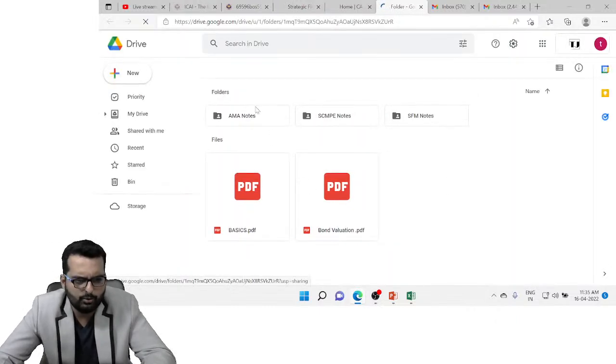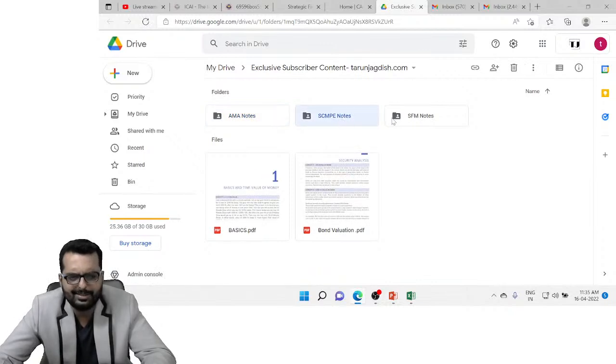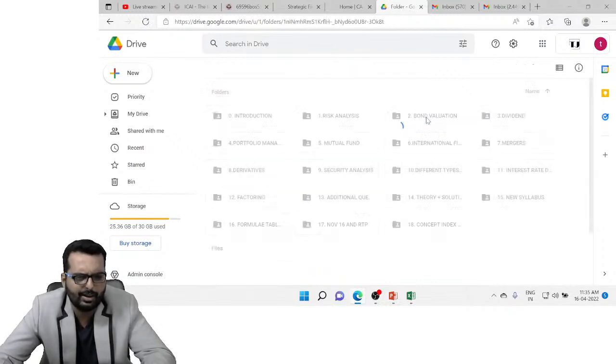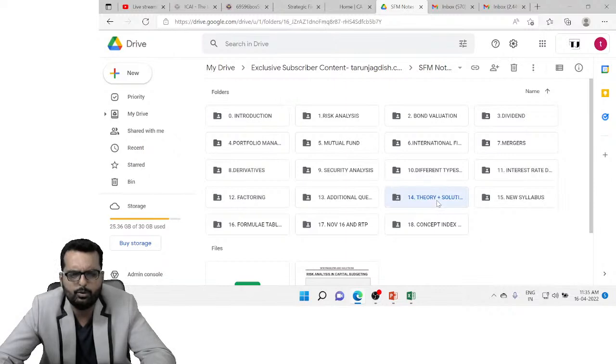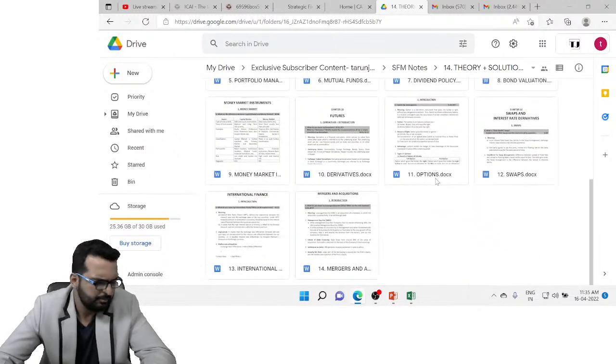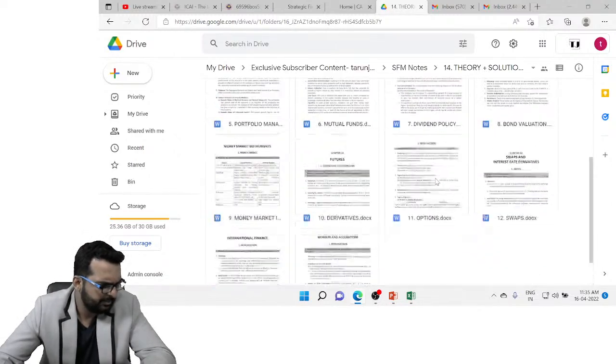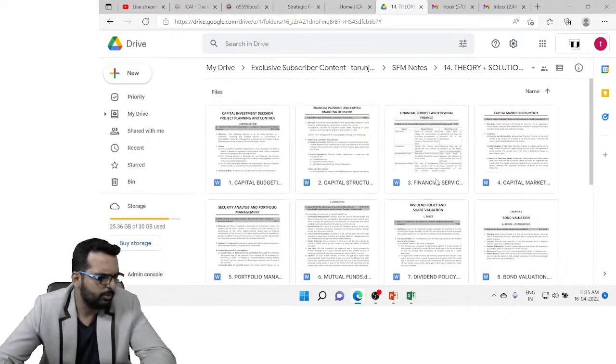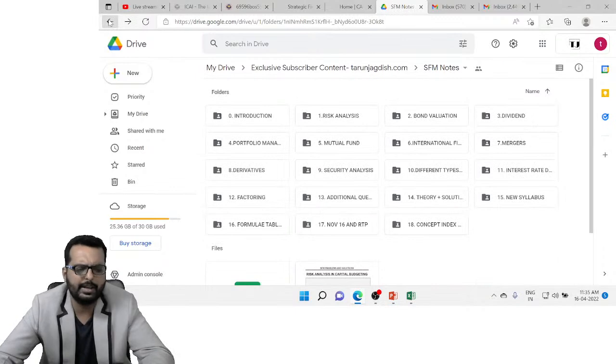Once you get into the notes, you have AMA notes, that's not relevant anymore. SCMPE notes are there, SFM notes are there. Click on SFM notes. Inside SFM notes, you've got theory and solution. Everybody clear with that? All right. Thank you, Darshana. I think I've got it now. So this is how you can always view my content.